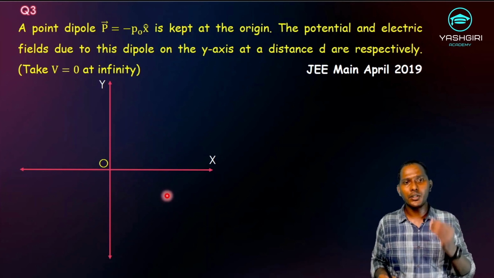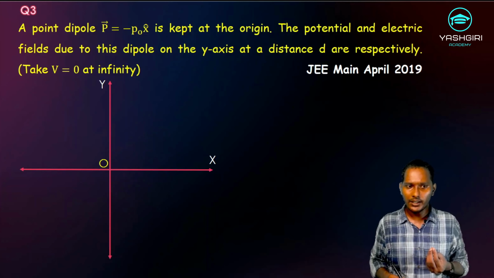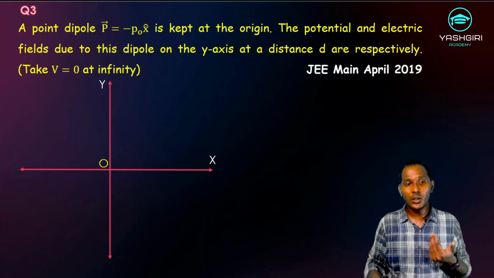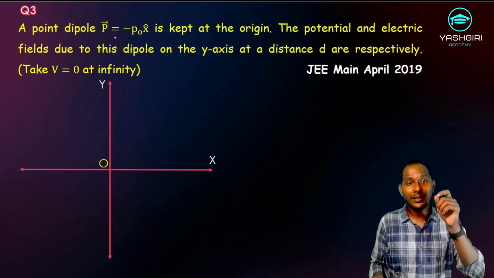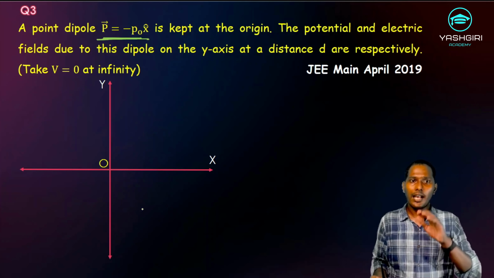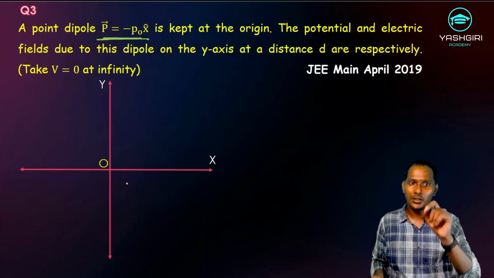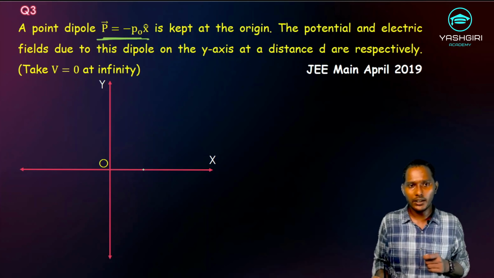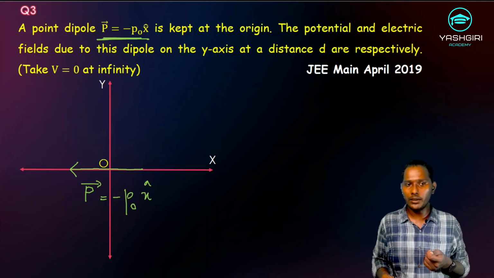Here I'm having an x and y axis. What has been told to us in the question? We have been told that the electric dipole moment is minus P naught x cap, which means the direction of the electric dipole moment will be pointing towards the negative x-axis. So this is my electric dipole moment vector P, equal to minus P naught x cap. This is the direction of the electric dipole moment.